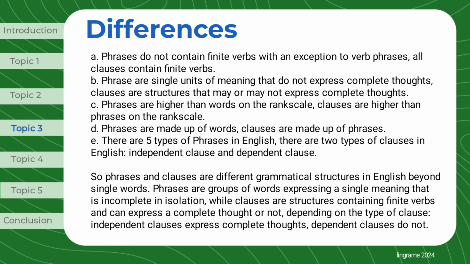There are 5 types of phrases in English. There are 2 types of clauses in English, independent clause and dependent clause. So phrases and clauses are different grammatical structures in English beyond single words. Phrases are groups of words expressing a single meaning that is incomplete in isolation, while clauses are structures containing finite verbs and can express a complete thought or not, depending on the type of clause. Independent clauses express complete thoughts, dependent clauses do not.